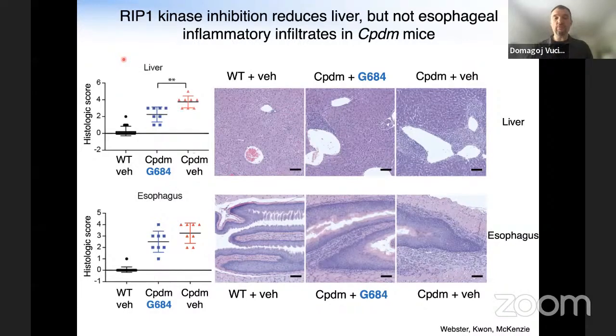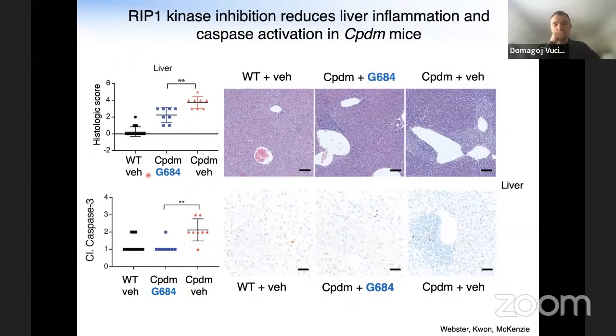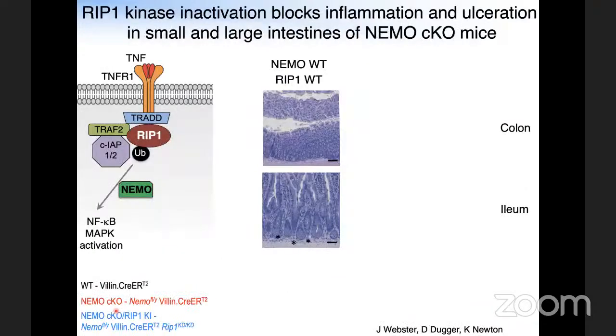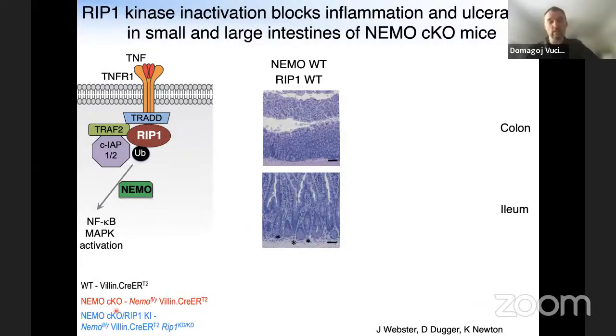And when you look at the liver further, you see there is some caspase activation in the liver, but there is none in the esophagus. So that tells us that if there is cell death activation, RIP1 plays a role, and RIP inhibition will be beneficial. If it's just proliferation, then you will not have this benefit, okay? It's very clear here. The other model I want to switch to now is in the gut.